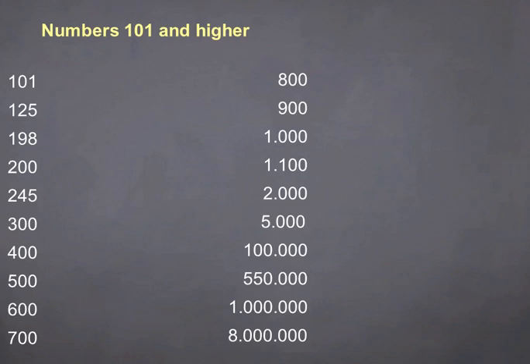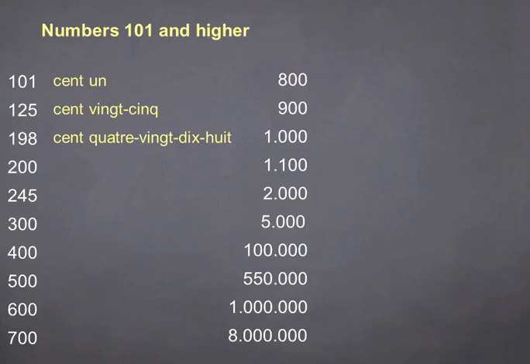For our numbers 101 and higher, we have first 101, 125. You'll notice we put the word for 100 right before the number. You can probably guess what we'll have for 198. When we get into our multiple hundreds, something changes a little. 200: notice that the word for hundred has an S at the end. But when we add a number after that, 245, notice that the S has dropped off of cent.